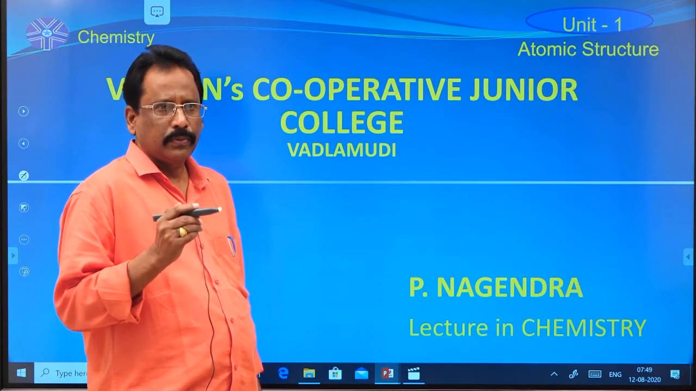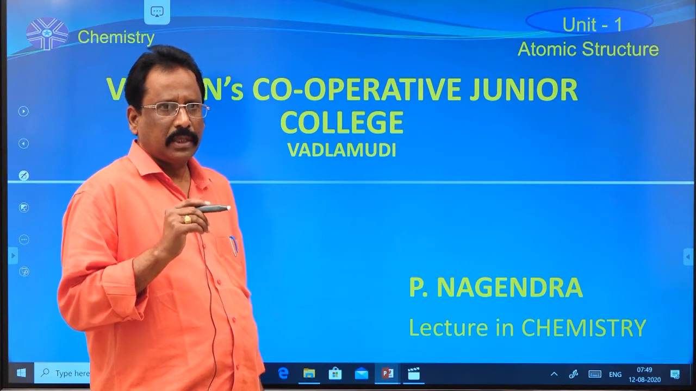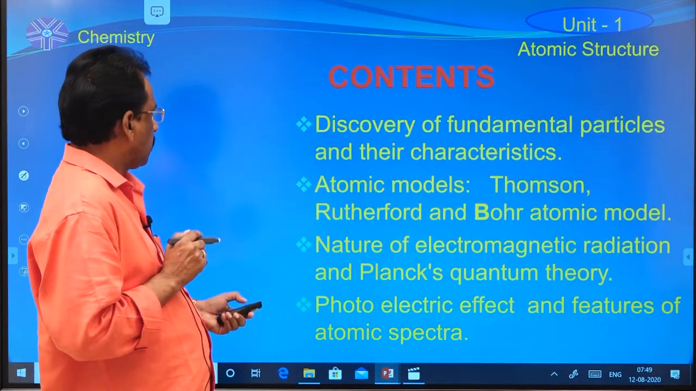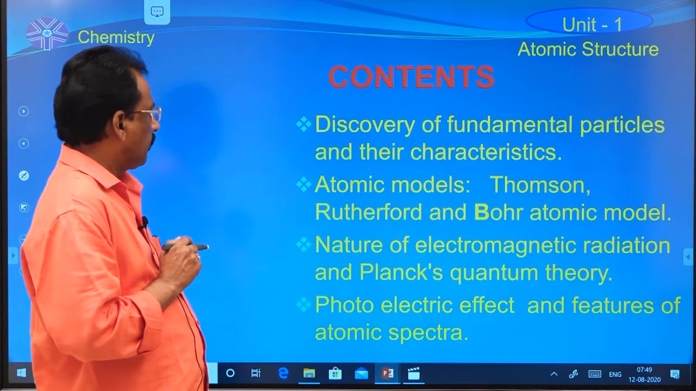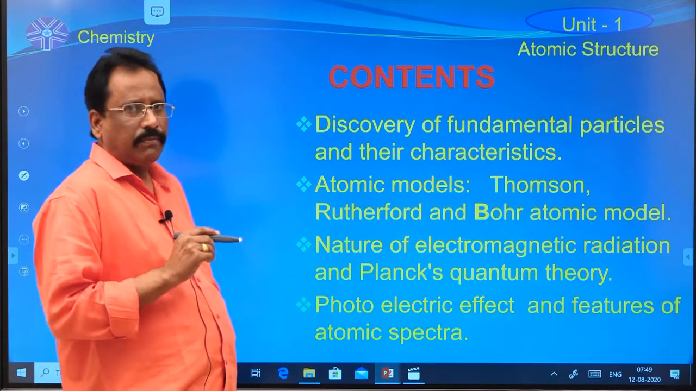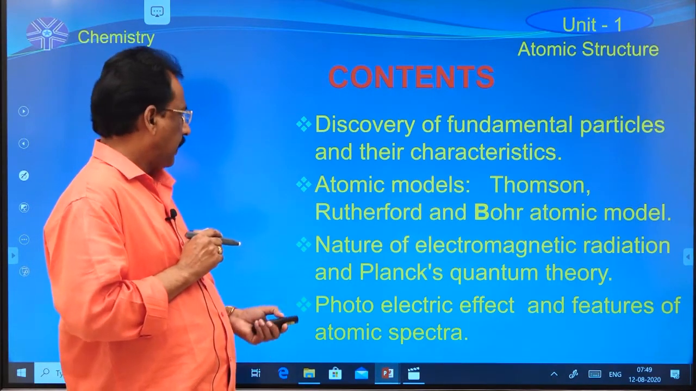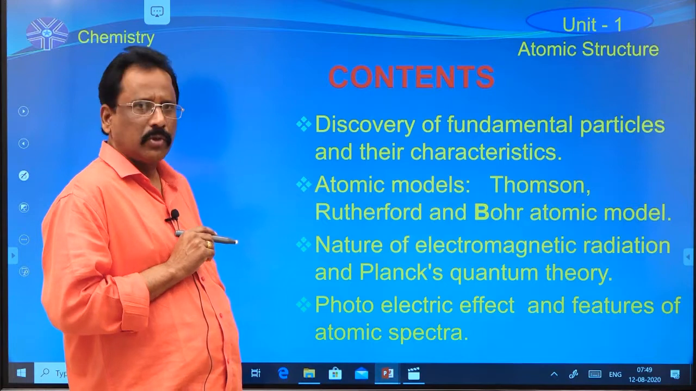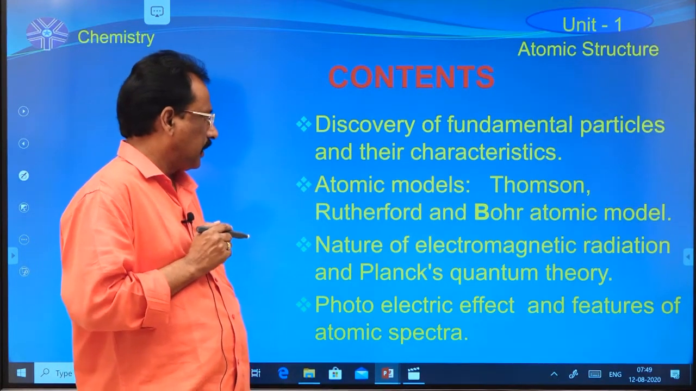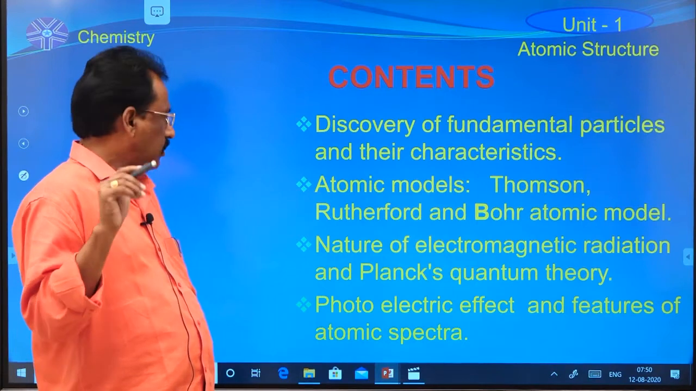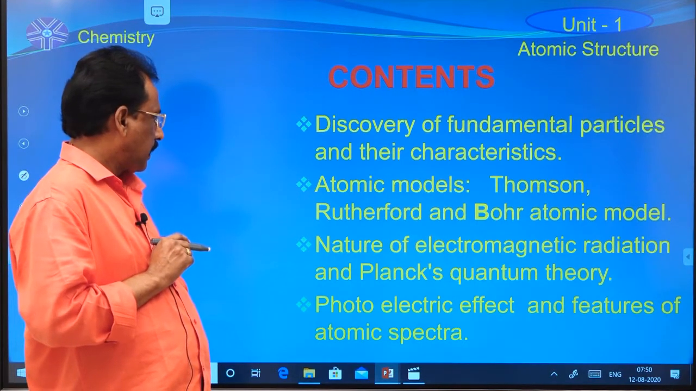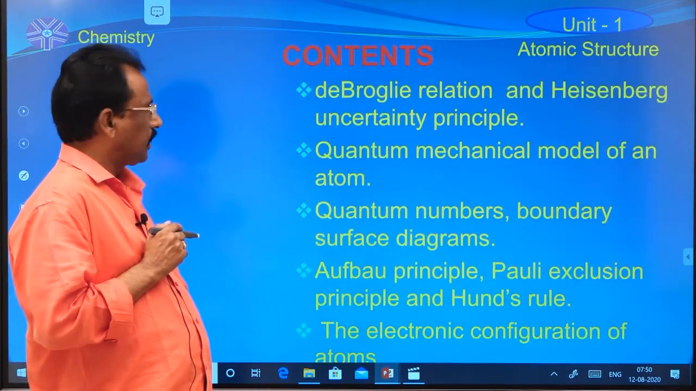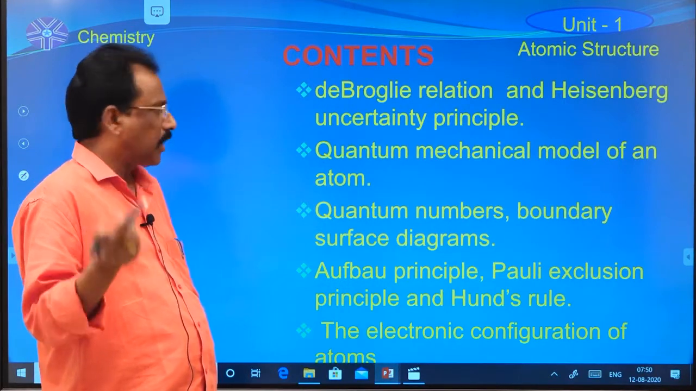Today I am going to discuss the very first chapter in first inter chemistry, that is atomic structure. The main topics are the discovery of fundamental particles of an atom and atomic models like Thomson, Rutherford, Bohr's atomic model. After that, the nature of electromagnetic radiation, Planck's quantum theory of radiation, how Einstein explained the photoelectric effect, and the differences between emission spectra and absorption spectra.